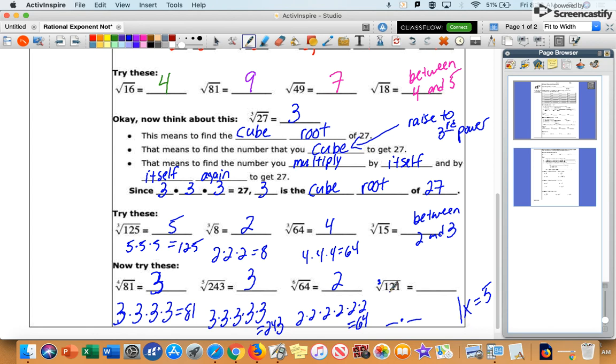Well, what is the square root of 121? You might know that 11 times itself is 121. So 11 times itself 2 times is 121.